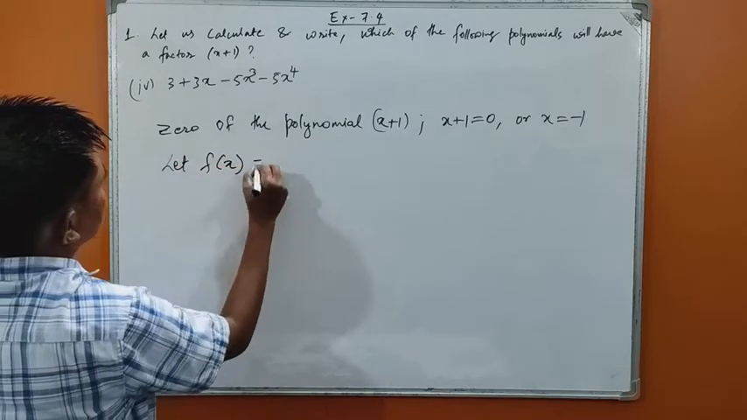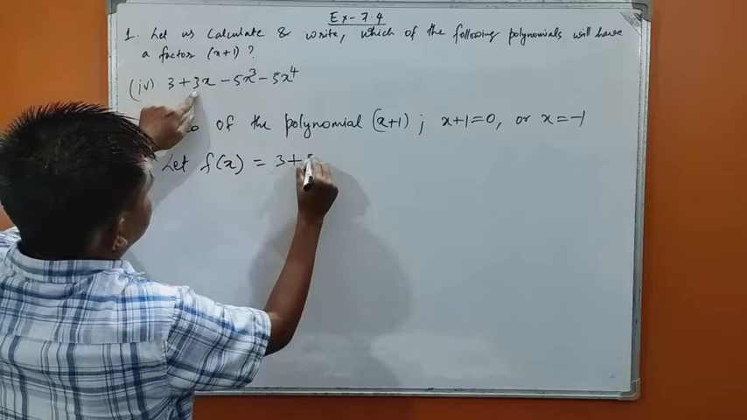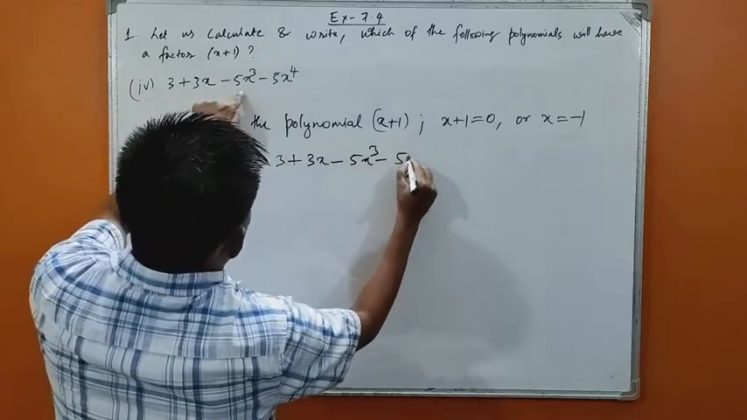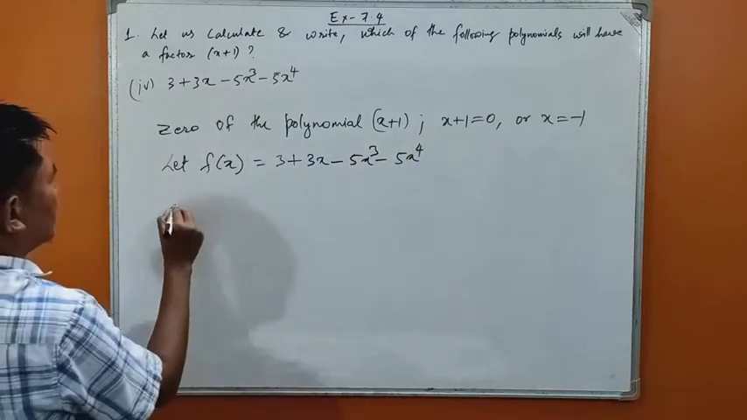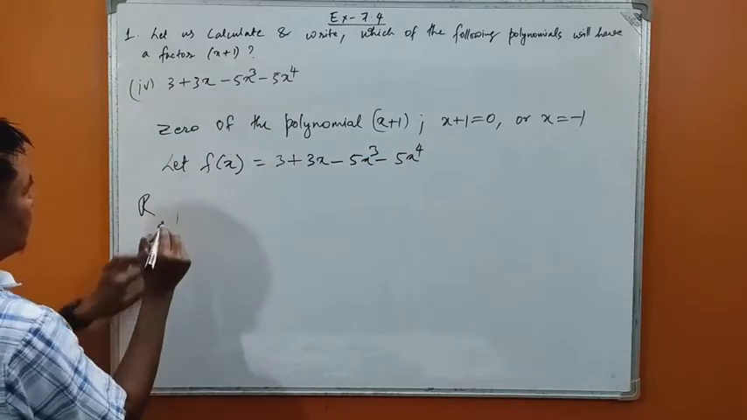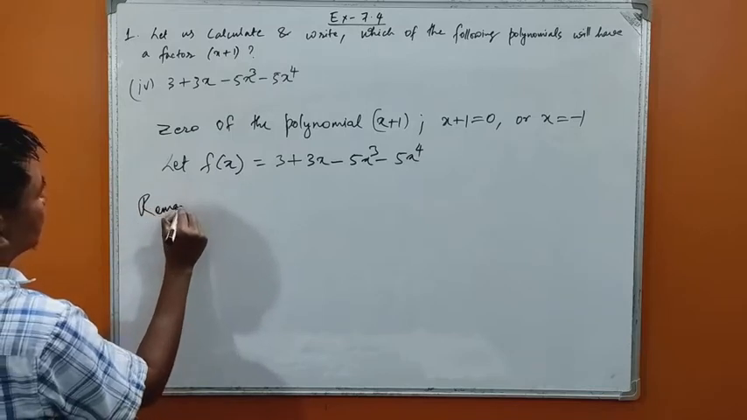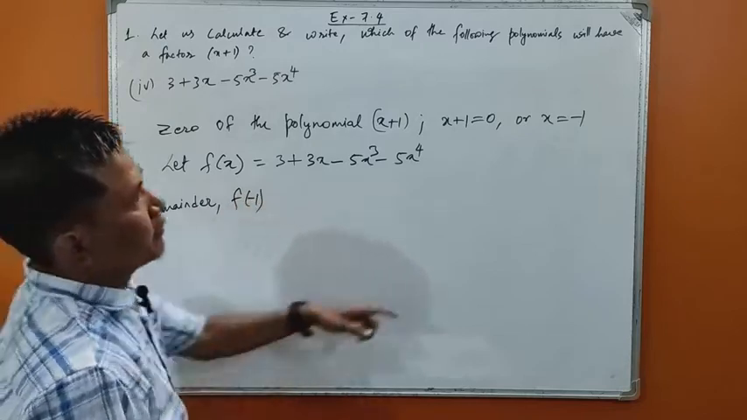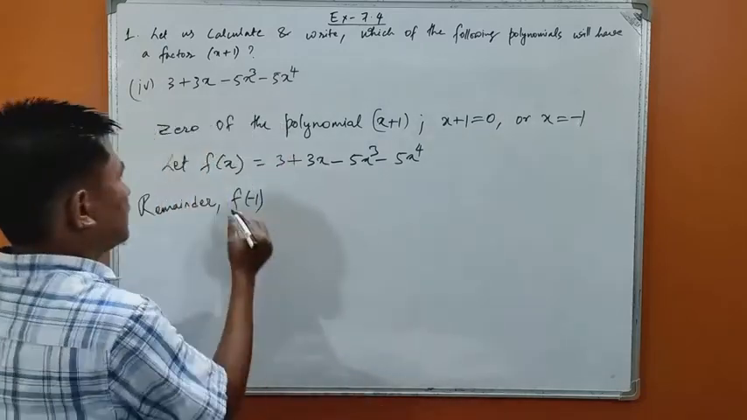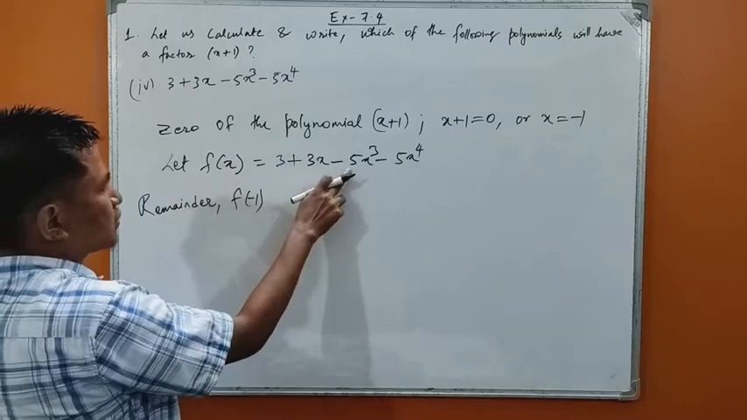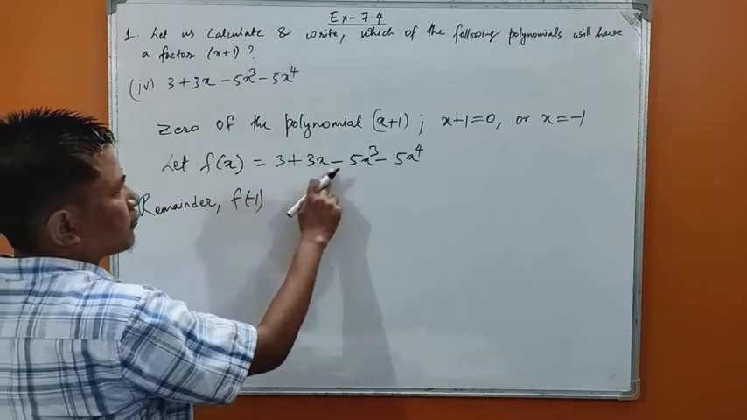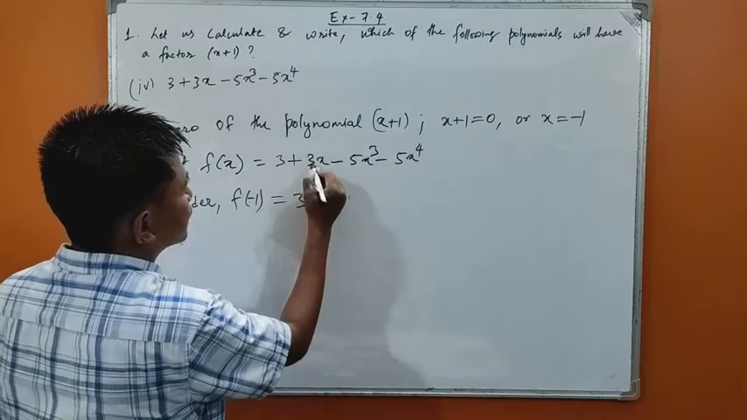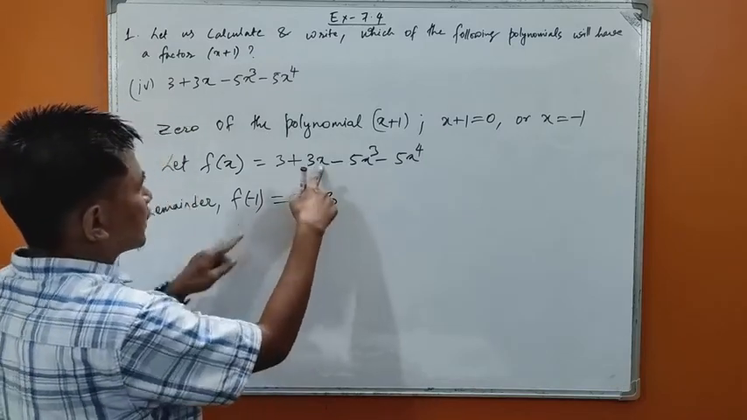f(x) equal to 3 + 3x - 5x^3 - 5x^4. Now remainder will be f(-1), isn't it? Remainder will be f(-1). Instead of x, since f(x) is this, so instead of x we write -1. Okay, wherever we see x we write -1. Okay, now 3 plus this 3 is here, instead of this x we write -1.